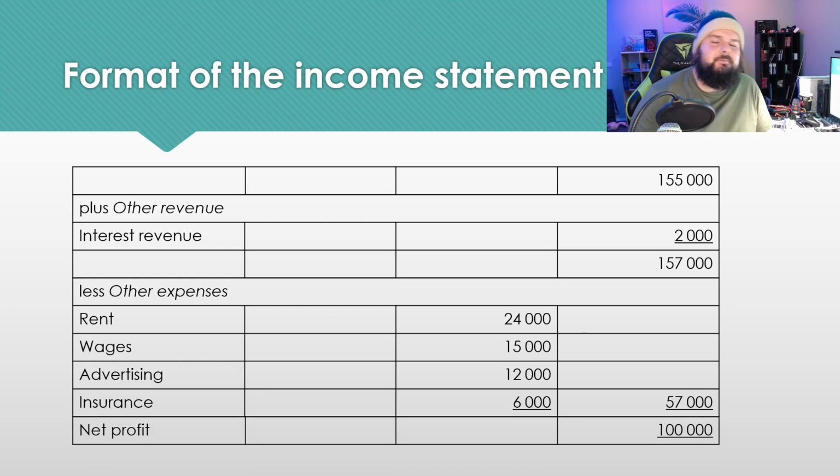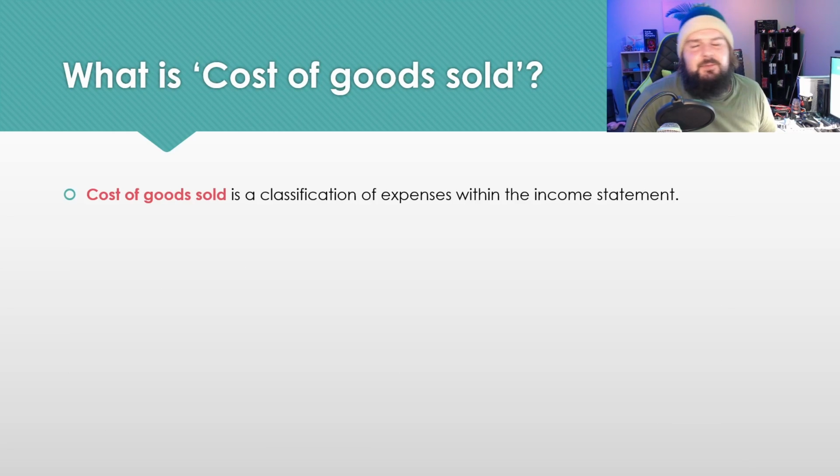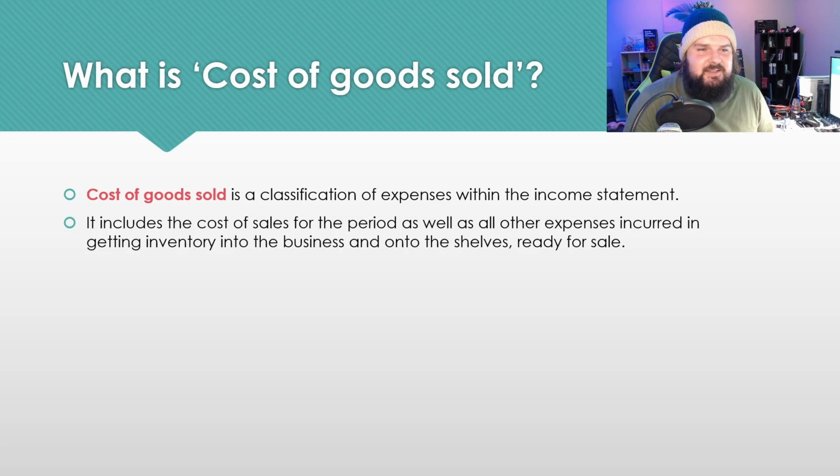Okay. Now, a couple of things we need to go through. The first is, what is cost of goods sold? Because we've been looking a lot at cost of sales, but now we need to consider the cost of goods sold. Now, the definition that we use for this is any cost of sales for the period and any and all expenses that we incur getting the inventory into the business, onto the shelves, ready for sale. So this could be cartage inwards, it could be modifications made.